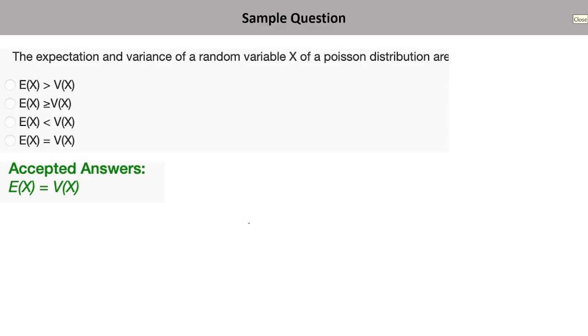So the answer to this question is that the expected value of x will be equal to the variance of x in the case of a Poisson distribution. So your option D is correct. Okay, so let's move on to the next question.